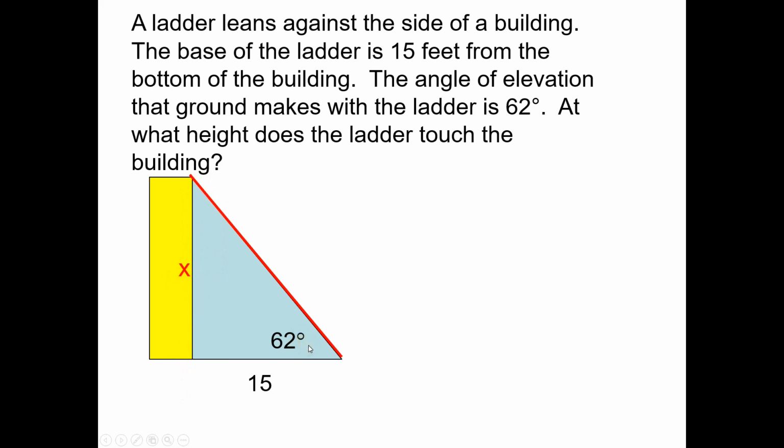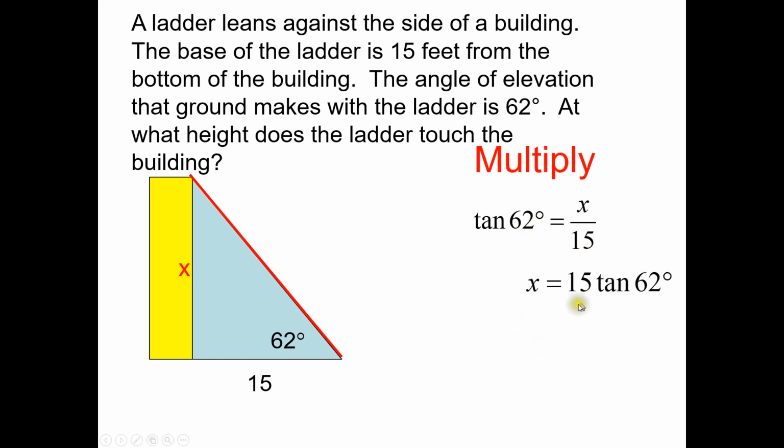So is this tangent? Of course. Opposite, adjacent, x is going to be on top. So tan 62 equals x over 15. x was opposite, 15 was adjacent. Whenever x is on top, you just multiply these two together. Which one goes first? Of course, the 15. So 15 tan 62, punch it in. 28.2 is how high off the ground the ladder is. That ladder must be even longer. All right, so very good.